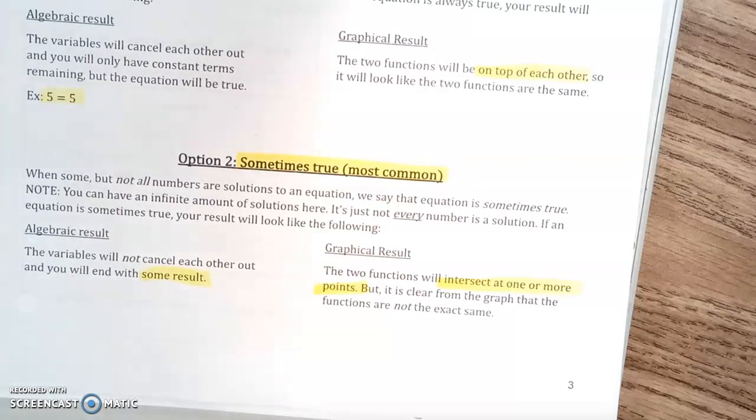Your algebraic result will be that the variables will not cancel each other out, and you will end with some result. You will get something. Graphical result will be that the two functions will intersect at one or more points, but it is clear from the graph that the functions are not the exact same. So they're not exactly on top of each other.